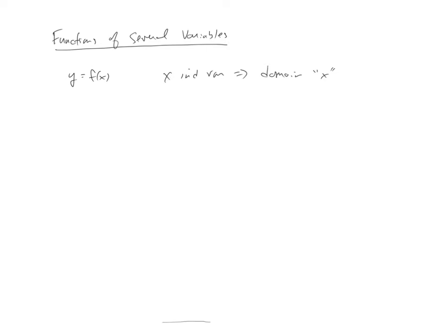Now, we're going to branch out and say that z equals f of x, y. So now z is a function of both x and y. X and y both are the independent variables. And therefore, when we talk about the domain, we've got both x and y as what we need to investigate when studying and figuring out what the domain is.